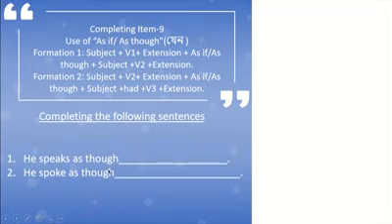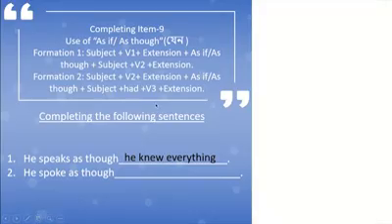According to the first rule, we can see an example. He speaks as though dash. Here we can see subject he, verb 1 speaks, as if, then as though. Next we can see he knew everything. That is subject he, verb 2 knew, and extension everything. The full sentence is he speaks as though he knew everything.